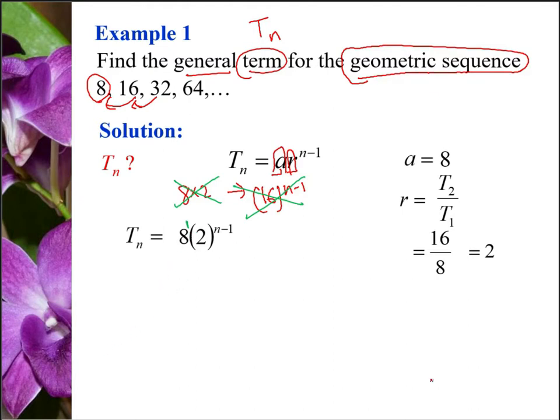So to simplify this problem, just change 8 to be the same base as 2, which is 2 to the power of 3. And then 2 to the power of n minus 1, you can just split it and then combine it again. Since we have the same base, the power will be 3 plus n minus 1. Final answer is just 2 to the power of n plus 2.